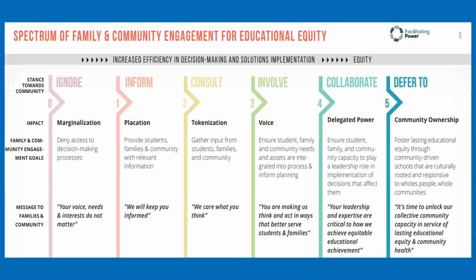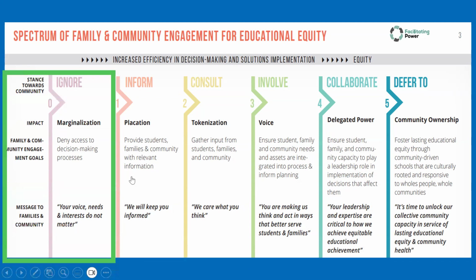Facilitating Power provides really powerful language in their document called The Spectrum of Family and Community Engagement for Educational Equity. They highlight that when families and community members are ignored, as you see on this side of the scale, the impact is marginalization. When we deny access to decision-making processes, we're sending families and communities the message that their voice, needs, and interests don't matter.